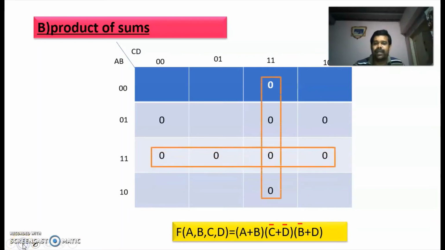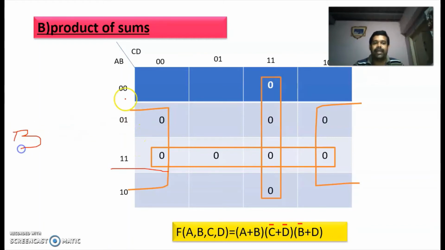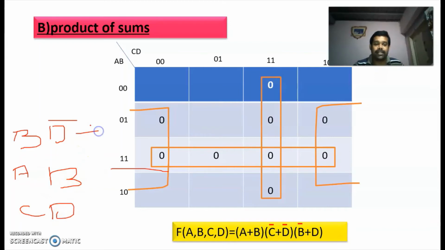This is the first group, second group, and third group. All the zeros are getting grouped. So the expression for this one is, you have taken only these two rows. So for these two it is B D bar. For this one it is A B, and for that it is C D. So this is in SOP.